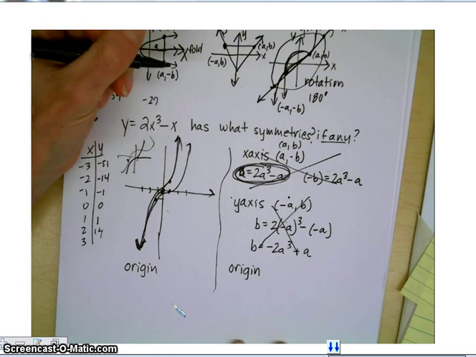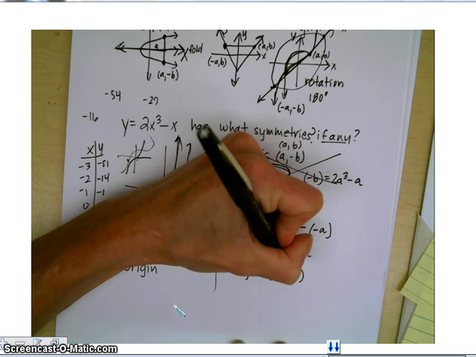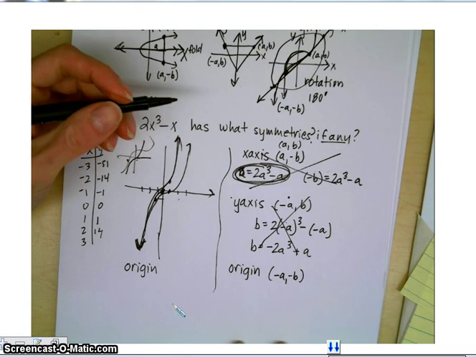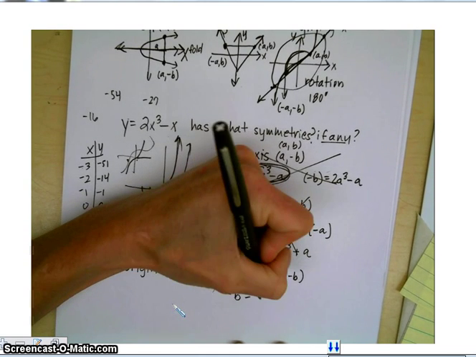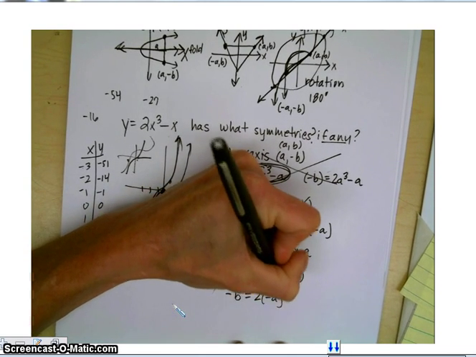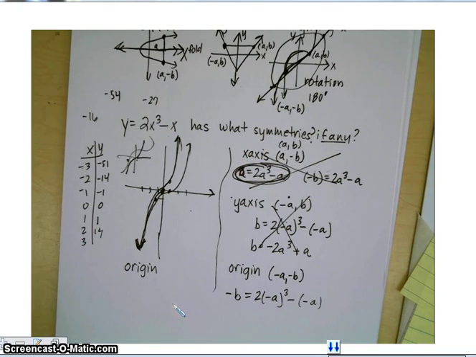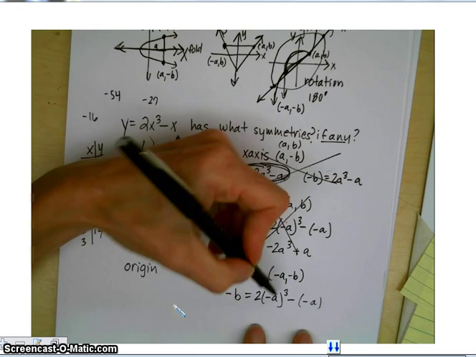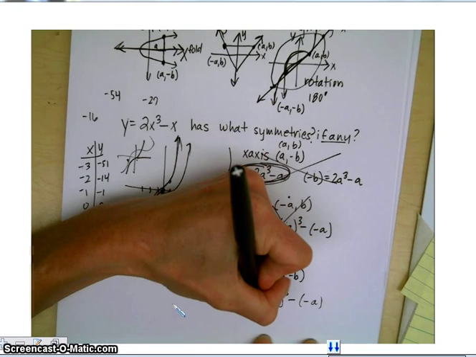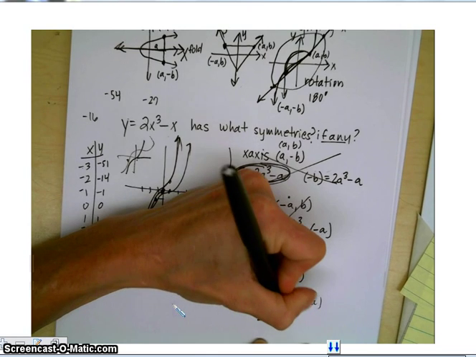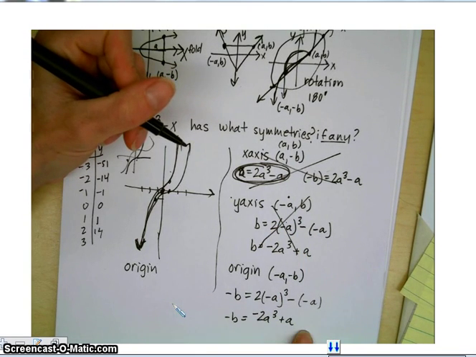For origin, I'm going to replace with what? Negative a and negative b. So the b becomes negative, the a becomes negative, and now I see if I can make it look like the first one. Didn't I already simplify this part right here? Yeah, and that was negative 2a cubed plus a, and this is negative b. So what can I do here?